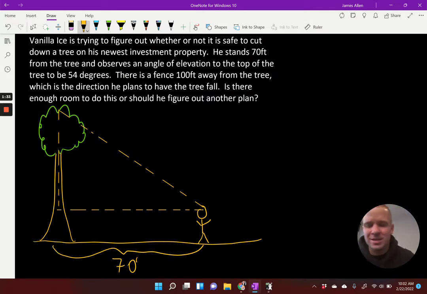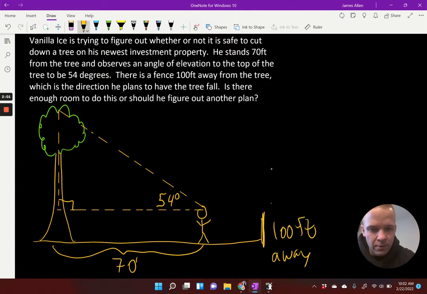I'm using math to make sense of my world. You might think it makes less sense, but I assure you it does not. Well, maybe. All right, so I've got a right triangle. My angle of elevation was 54 degrees. That's a terrible 5. Let me try that again. There we go. I like that 5. Now, we want to know, is there enough room for this tree to fall from this fence? Maybe there's a fence right here. That fence is 100 feet away. It's a beautiful fence, isn't it?